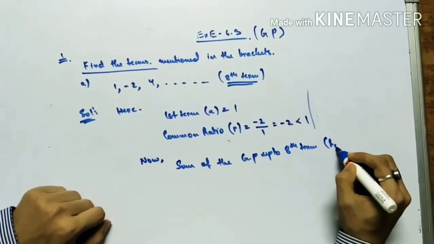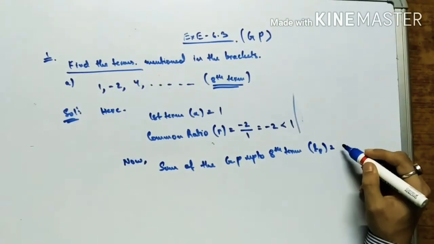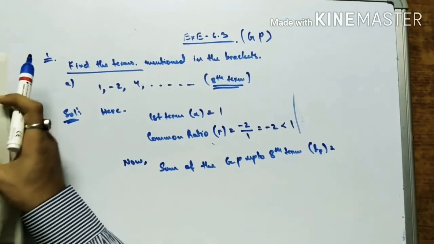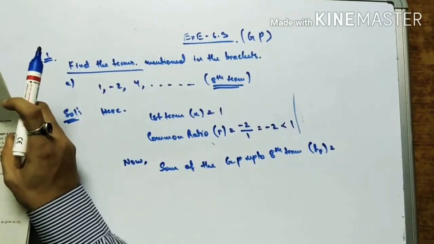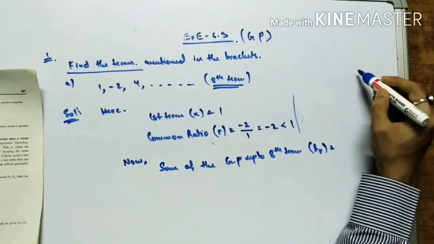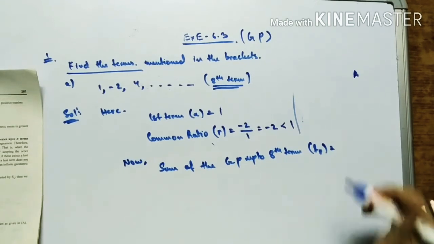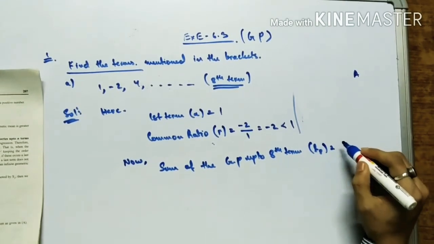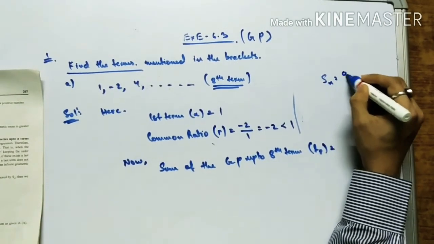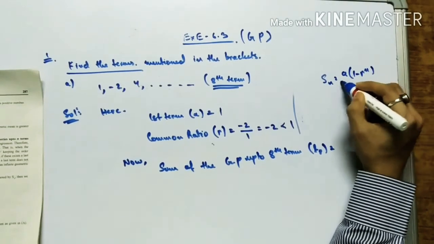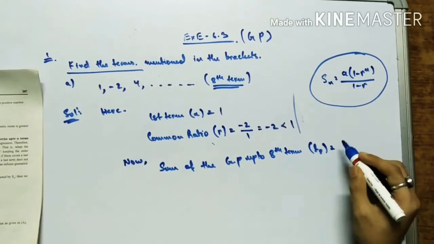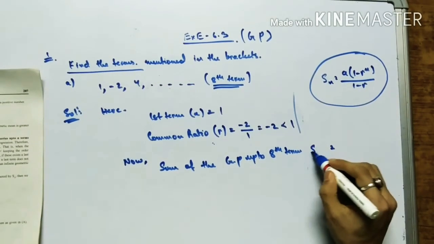What is the formula? You see, r is less than 1. So since r is less than 1, I will use page number 207, formula number A, the first formula. If r is less than 1, then the Sn formula is a(1 minus r to the power n) by (1 minus r). This is the formula if r is less than 1. So sorry, not T8, I will write S8.